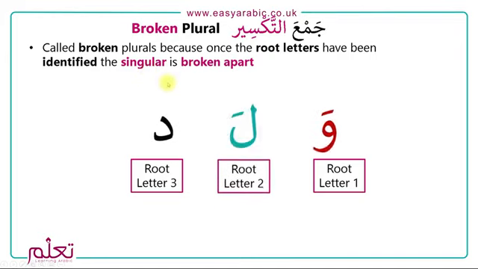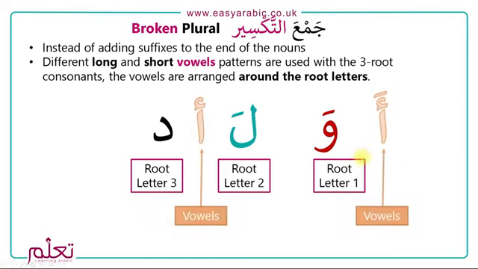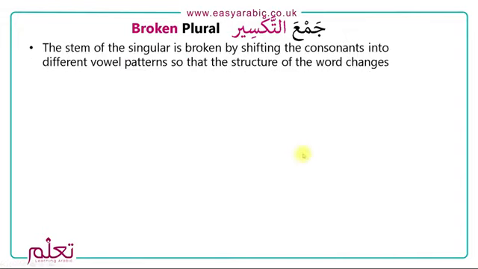So here you can see we've now identified the three root letters. And then what happens is different long and short vowels are used with the three root consonants, and these letters are added to or around the root letters, based on the pattern used. So here you can see these are your root letters and these are the vowels that have been added in. So the stem of the singular is broken by shifting the consonants to different vowel patterns. So the structure of the word changes.